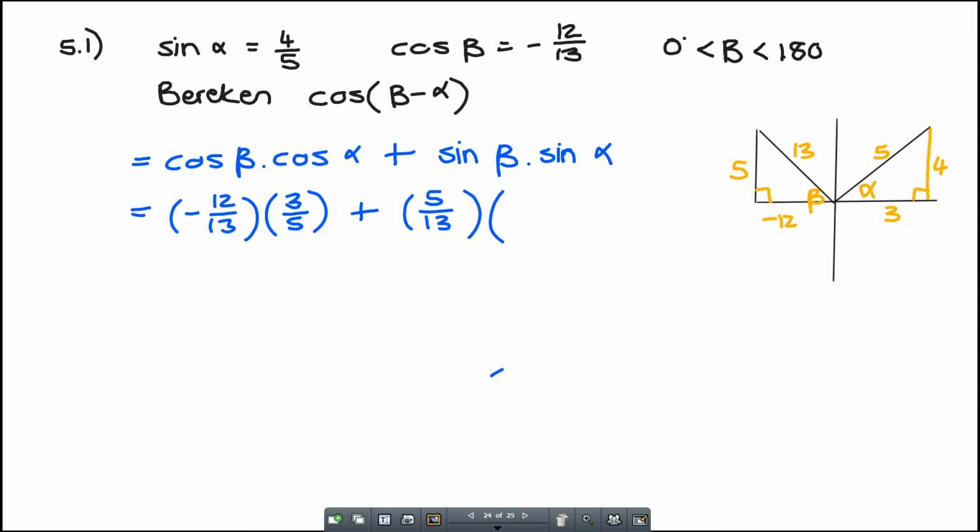And sine alpha is given here to me. That was 4 over 5. You guys good with that so far? Okay, so if I multiply those out, I am going to have minus 36 over 65 plus 20 over 65. Denominator is already the same, so minus 16 over 65.